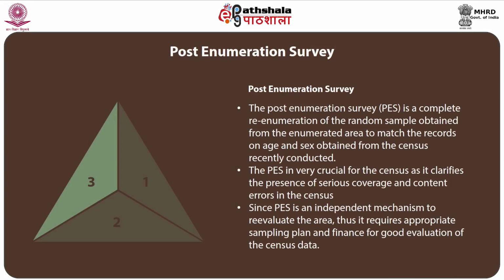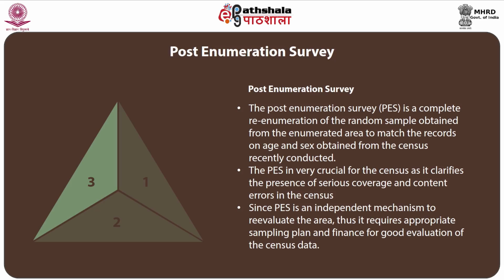As we have already pointed out, the other method to evaluate the age and sex data quality is the post-enumeration survey. The post-enumeration survey, PES, is a complete re-enumeration of a random sample obtained from the enumerated areas to match the records on age and sex obtained from the census recently conducted. The selected units from some specified administrative area undergo complete re-evaluation of the information on the age and sex characteristics.